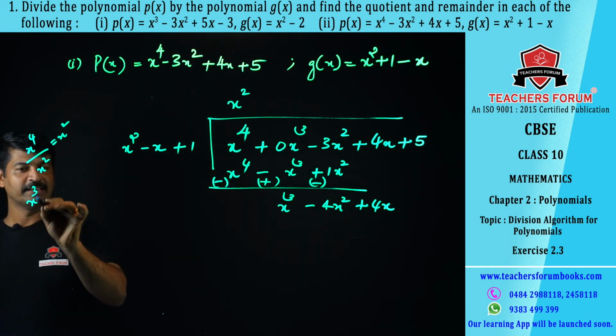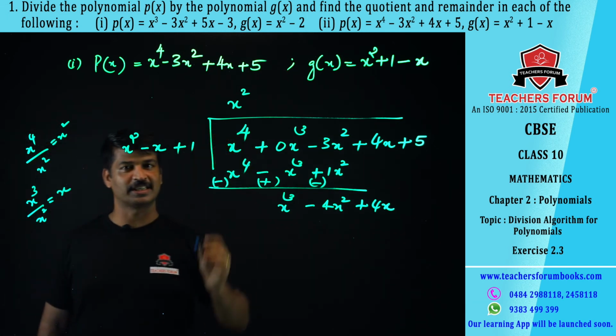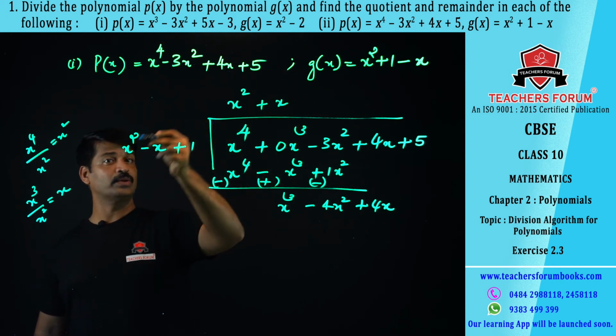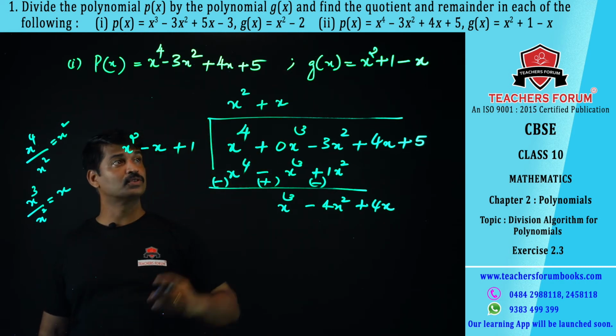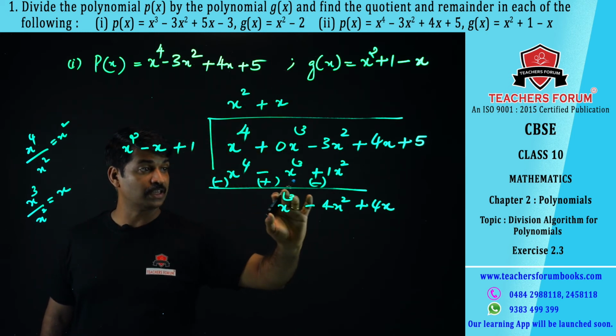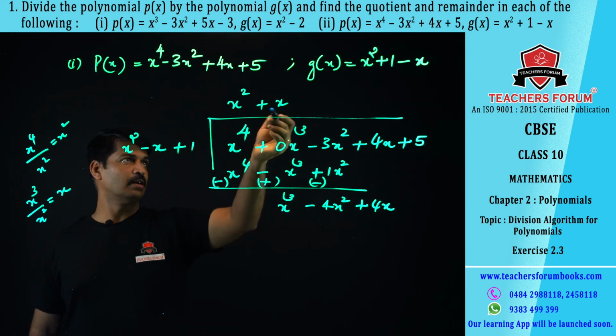What will you be getting? x cube by x square, you will be getting x. So what is the next term? Next term is x. Why? Because what is x into x square? x cube. So how can you get this term x here? Divide the first term by the first term here. So x cube by x square, that is x. Now you get x here.